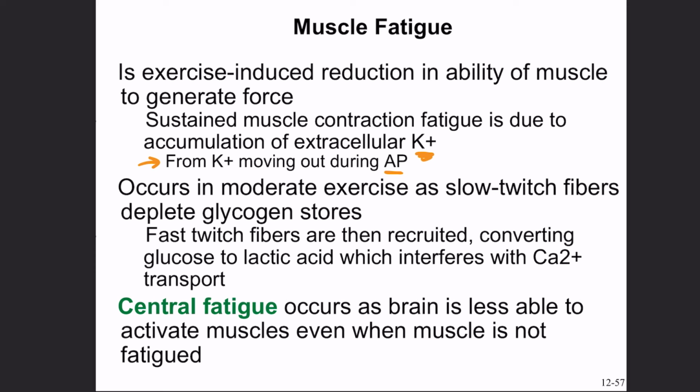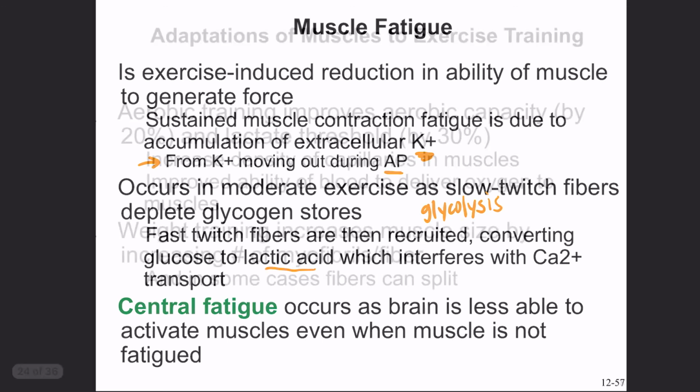So they may have worked at the first 45 to 90 seconds of exercise until the slow twitch fibers kick in, and then the fast twitch fibers come again when slow twitch fibers have been depleted, and then they produce lactic acid via glycolysis and lactic acid fermentation. But then the lactic acid could interfere with calcium transport.